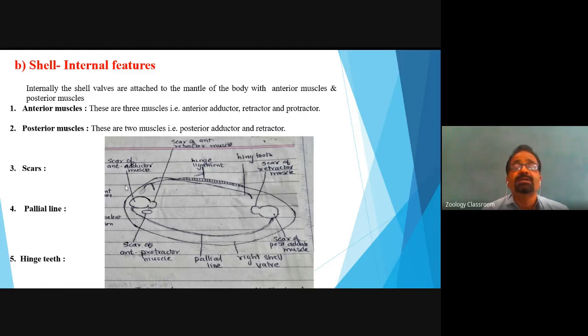Hinge teeth. This is the anterior hinge tooth, and this is the posterior hinge tooth. When the two shells are closed tightly, these teeth of both the shells entangle with each other and hold the shell very tightly. So this is how the shell appears internally when the animal is removed.